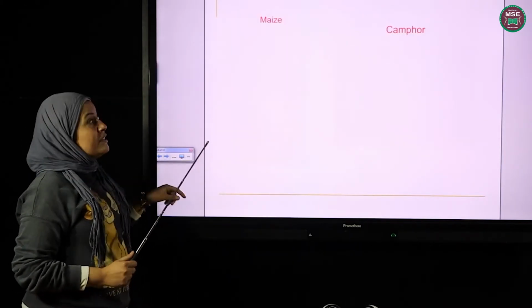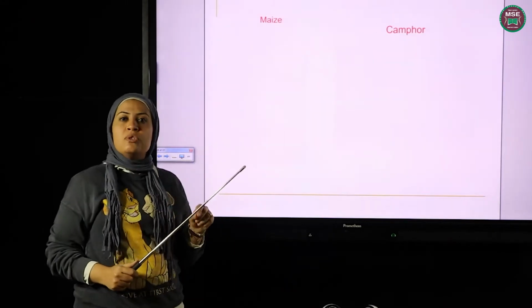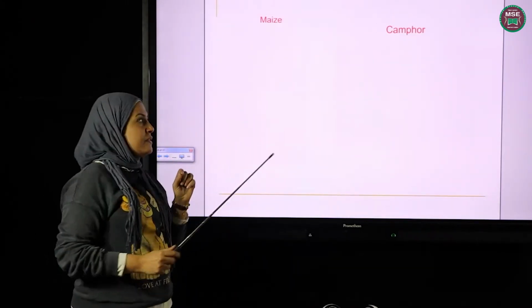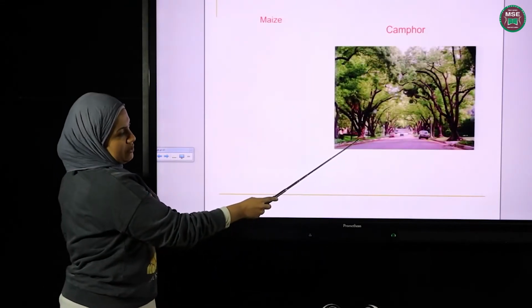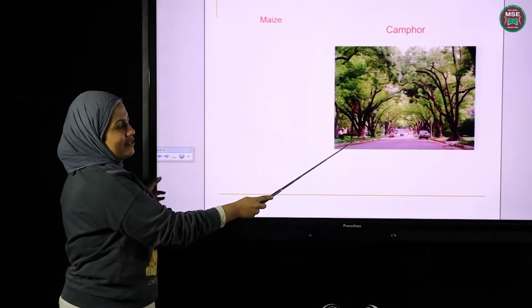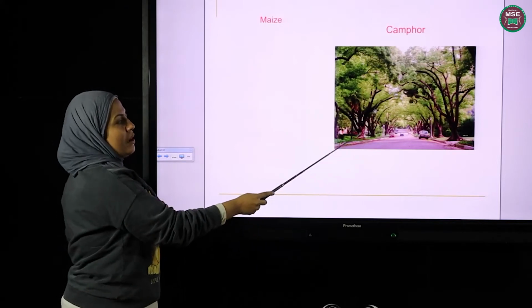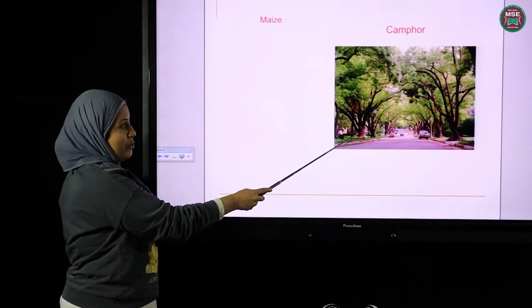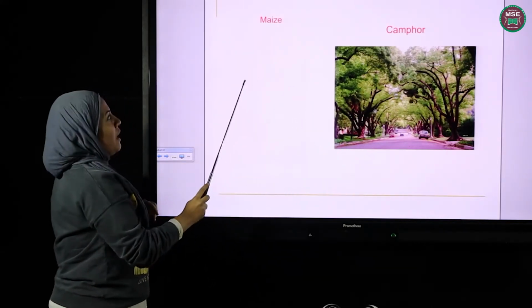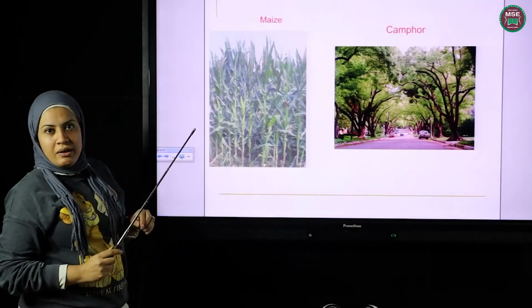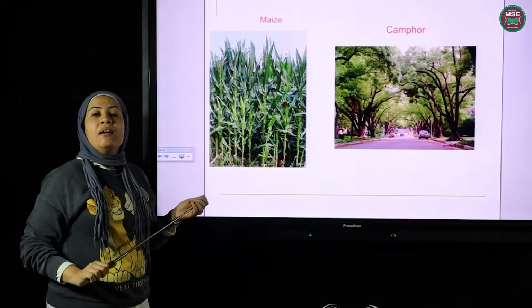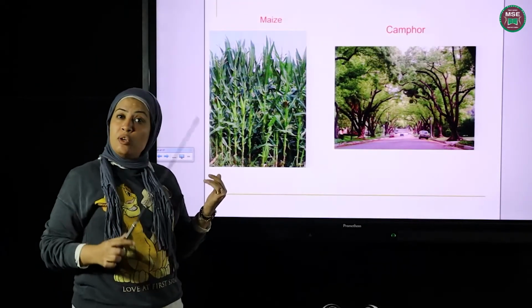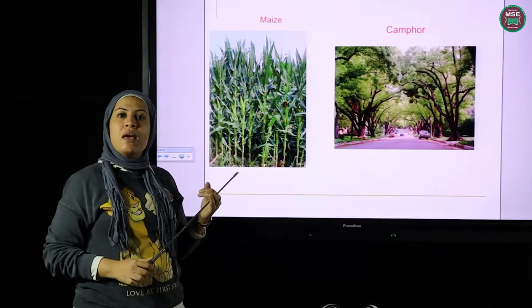Okay, but the plants that can be distinguished into root, stem, and leaves, like camphor plants. Look, we can see the roots. We can't see them because they're under the surface of the earth. But we can see the stem, it's made of wood, and the leaves. And maize, which is corn, you know corn. Corn has the root, stem, and leaves. So we can classify the plants according to the external shape or external appearance.